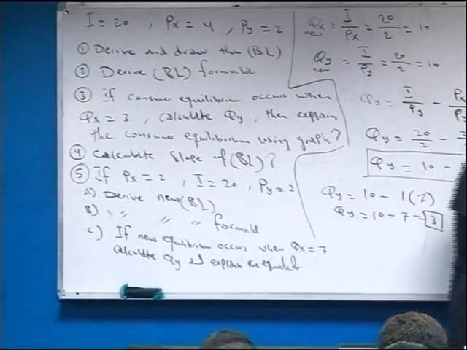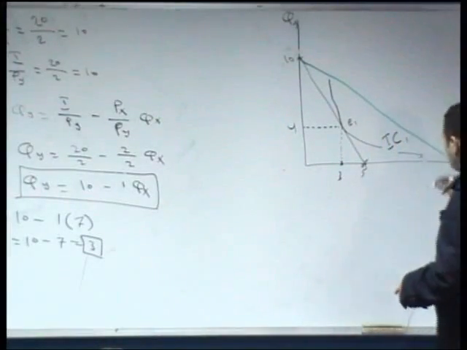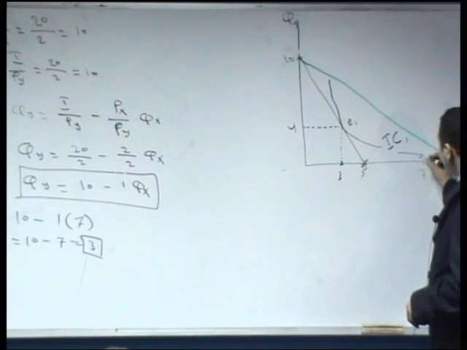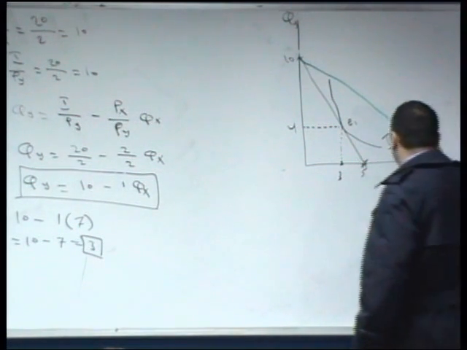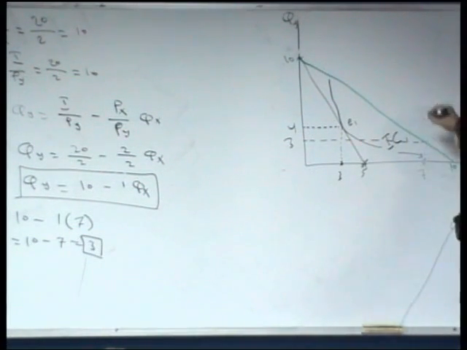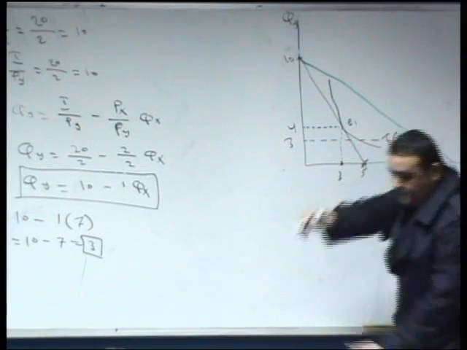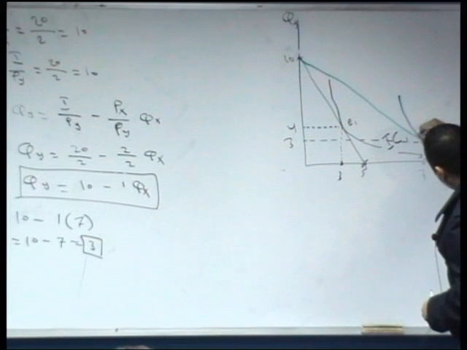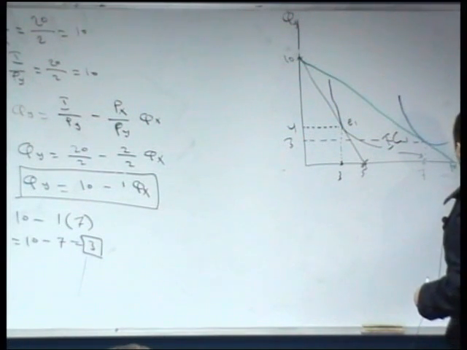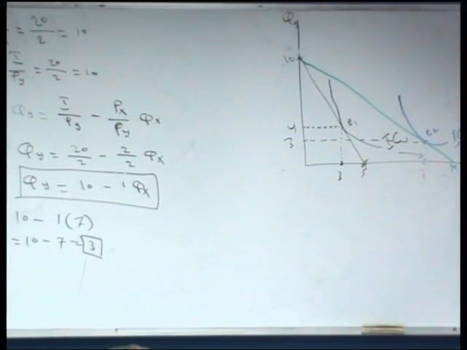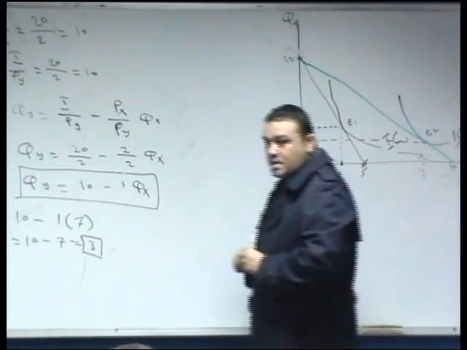So the question is, when QX equals 7, how much is QY? 3. So here we have the new equilibrium. This is the new equilibrium point. This is IC2 and E2. Right? Okay? Is there a problem so far? Okay.